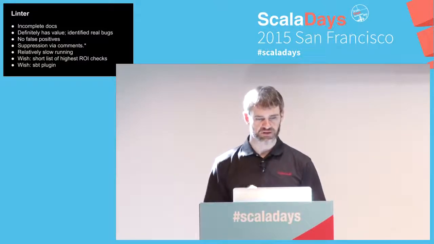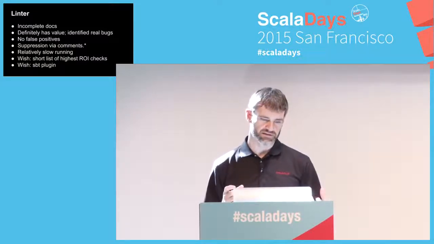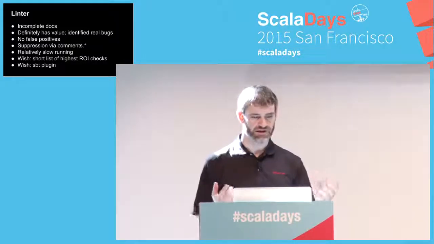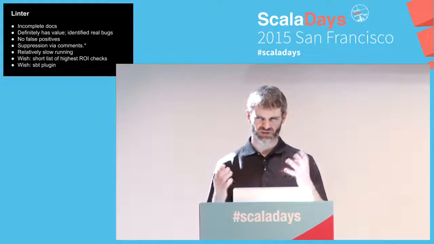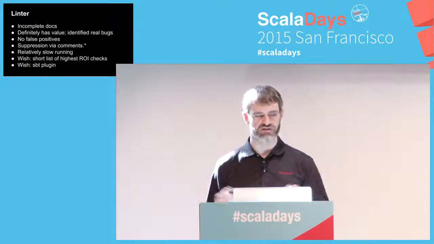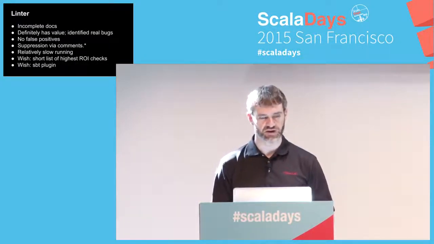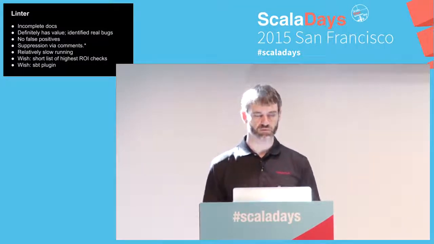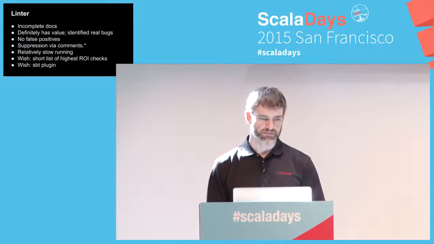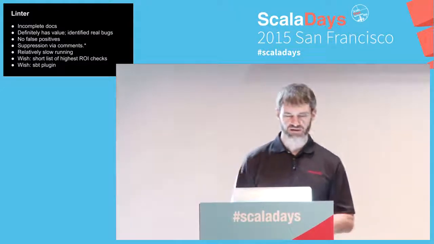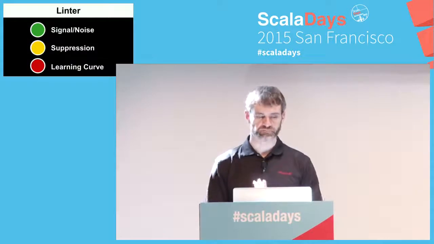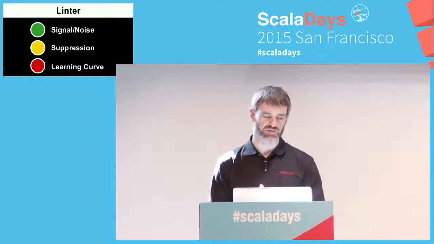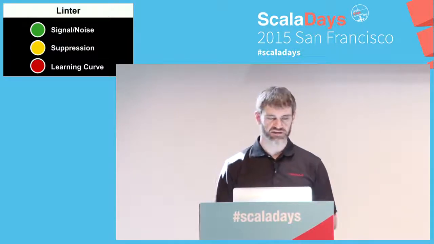I wish there were better documentation. I wish somebody would figure out, it probably should have been me, but it wasn't, maybe the 10% of all the checks that are most valuable and most likely to help you find bugs, just so that if you're applying this to an existing project, you don't get overwhelmed by so much noise. And I wish there were an SBT plugin to make it slightly easier to get going. So I think there's a lot of value in the signal to noise ratio. Like I said, the suppression's a pain, and the learning curve is kind of steep.